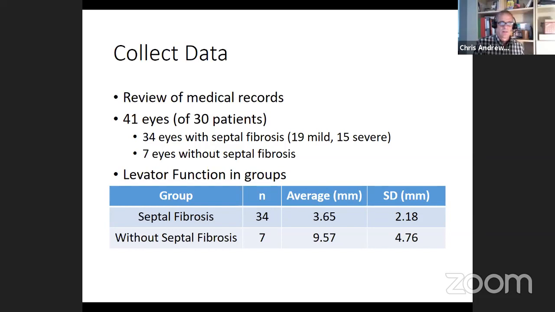Okay, so once we had our hypotheses written down, we were able to determine what data we needed to collect, and so a resident was sent off to review medical records of people that met the inclusion-exclusion criteria, which I haven't laid out here, but basically are what types of people are eligible for this type of surgery that we want to investigate the outcomes of eventually, and we want to measure whether they had septal fibrosis or not, and what was their levator function. So they found 30 patients, 41 eyes were eligible.